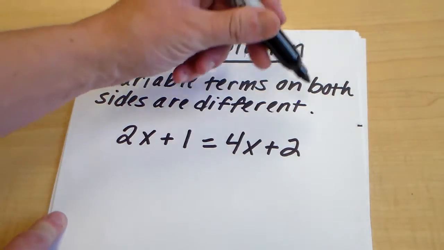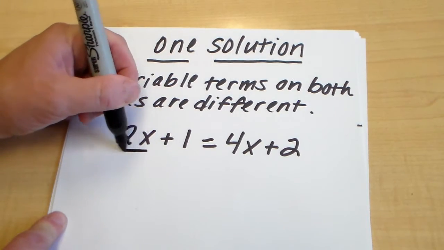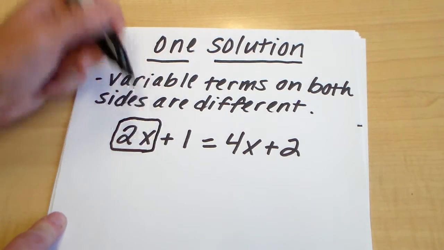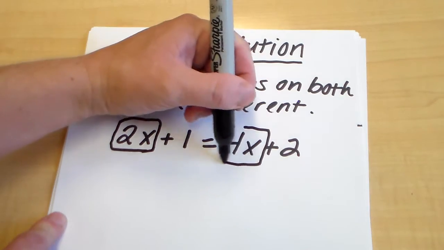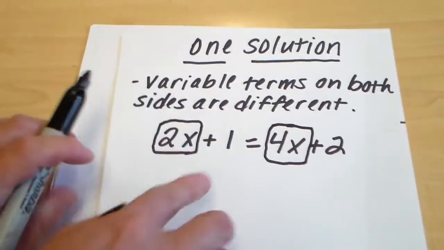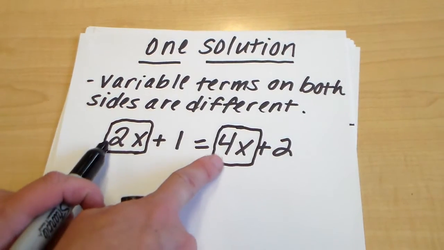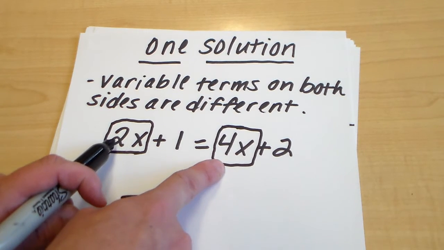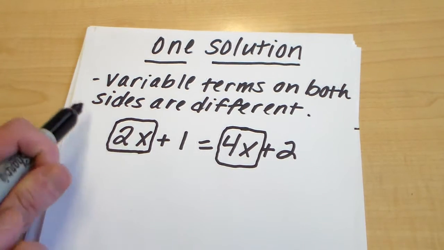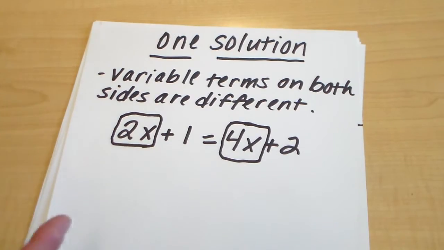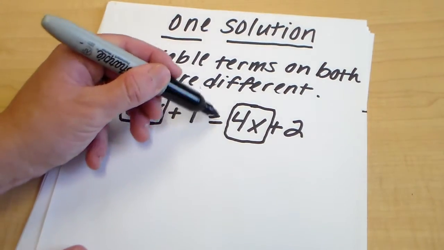So variable terms on both sides are different. Here's my variable term over here. Here's my variable term over here. I can see that the coefficient, or the number in front of my x, is different on both sides. So I already know that I'm going to end up with one solution, and it's up to me to determine what that solution is. So let's try it out.